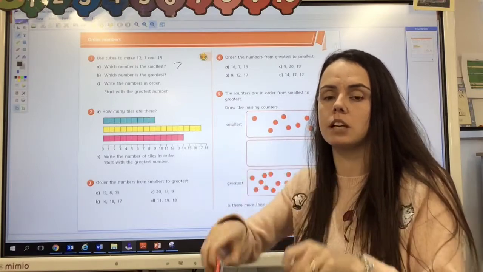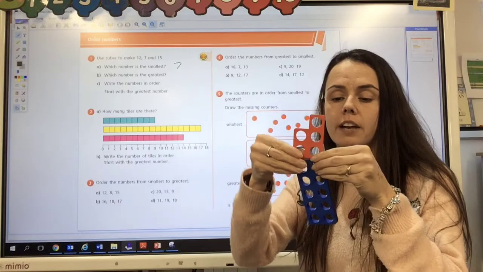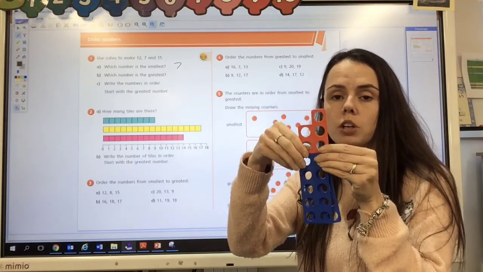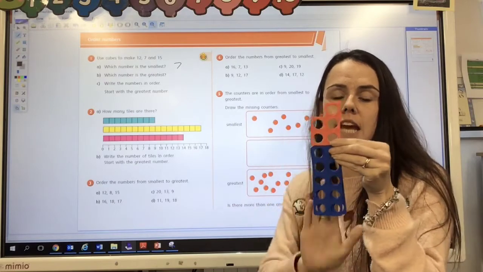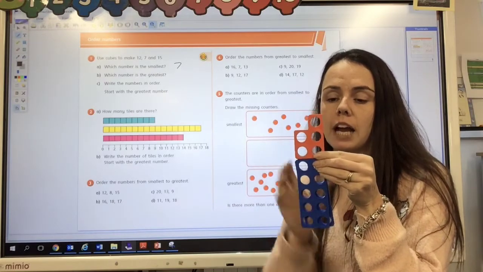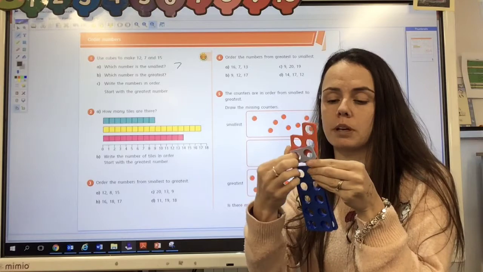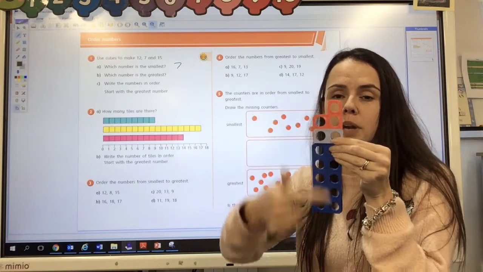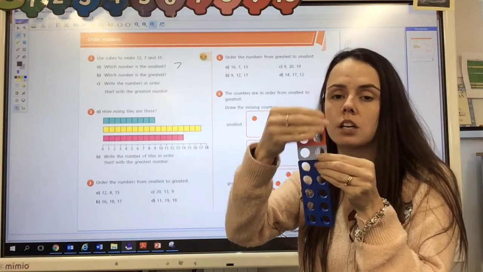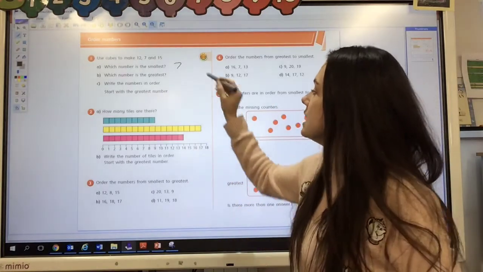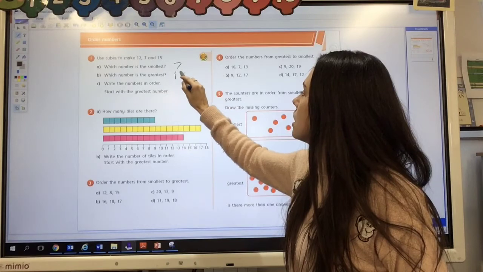What happens if I put my 12 behind my 15? Can you see my 12 anymore? No, because the 15 is so big, it's taken away the 12. And actually, if I put my 12 back on top, you can see that it's not only bigger, it's bigger by 1, 2, 3 parts. So my 15 is the biggest.